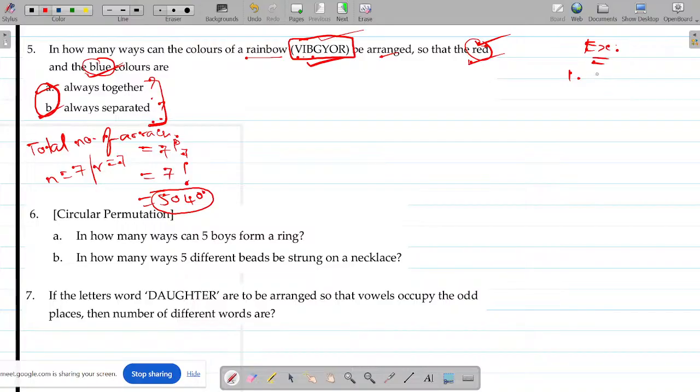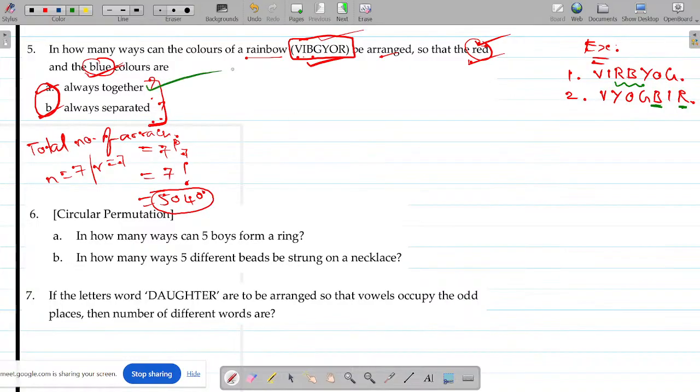one option may be violet, indigo, red, blue, yellow, orange, green. This may be one option. For example, another option may be violet, yellow, orange, green, blue, indigo, red. If you check keenly, what I have done here is, in the first case, I have taken red and blue together. In the second case, I have taken red and blue separated.